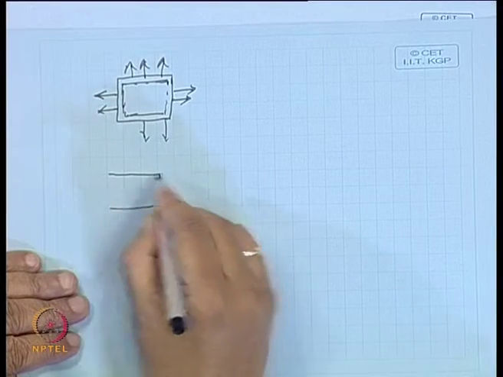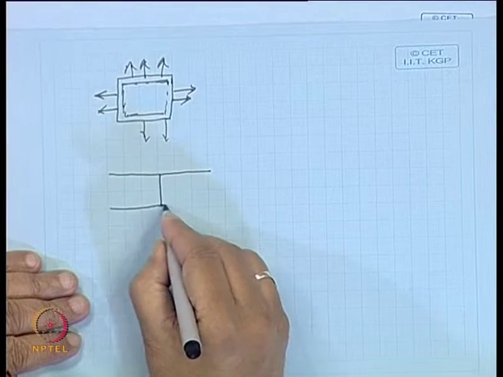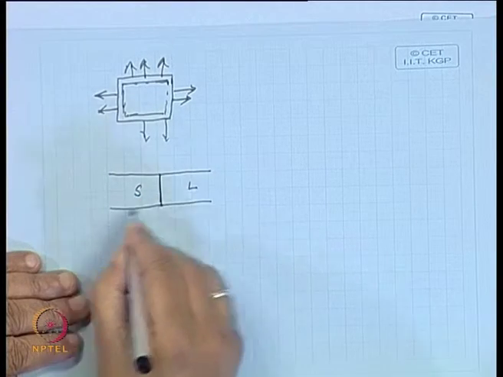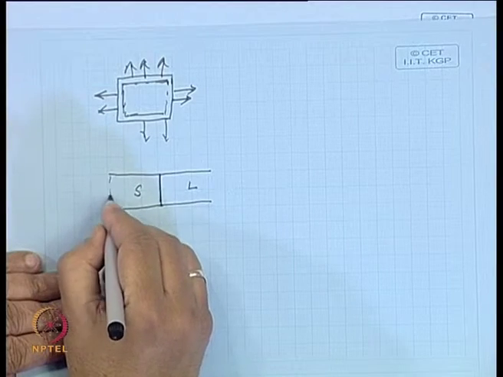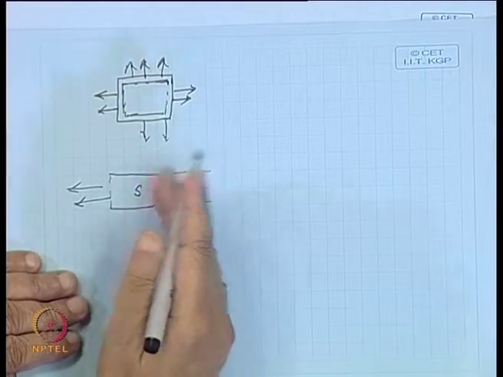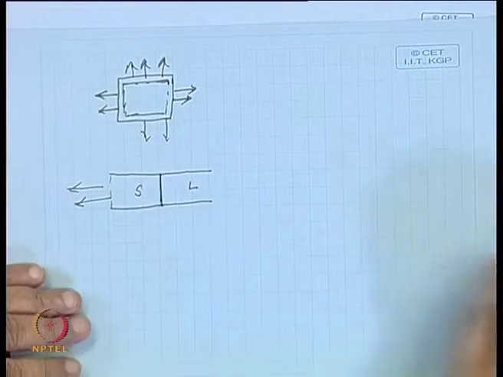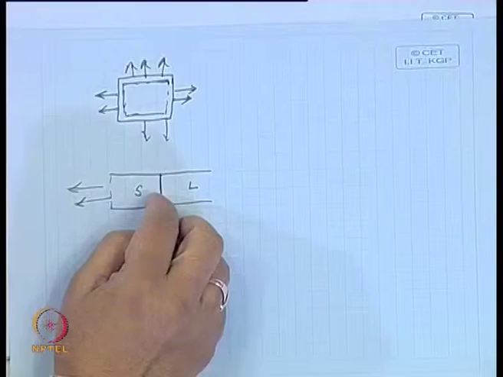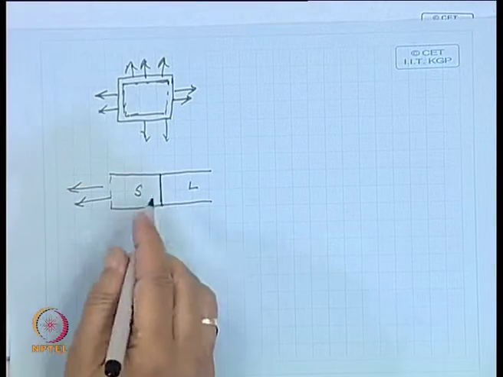this is one part, this is the solid, this portion is liquid, and this is the solid-liquid interface, and heat is being extracted from the solid only along this direction. In that case, if it is a pure metal and we have this type of gradient, so this is the interface of solid and liquid, and the gradient is like this. The heat will flow from higher to lower temperature, from this end to this end.